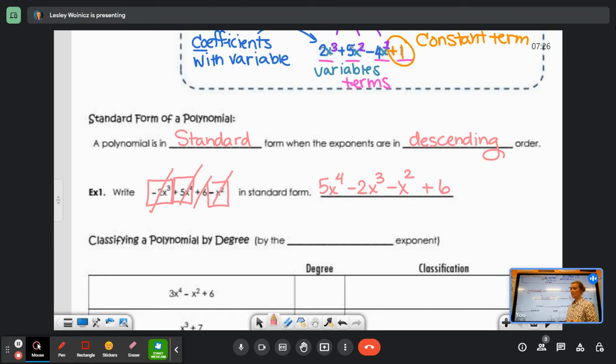Okay, so we skipped over a term with x to the power of 1, but we didn't have one in our polynomial, so that's fine. We can skip over powers if we don't have them. They just have to be going down the whole time.